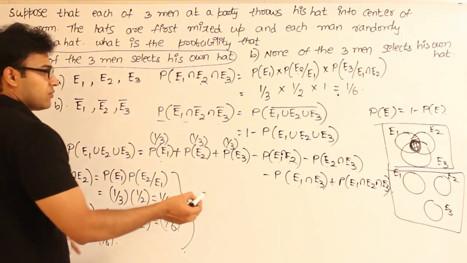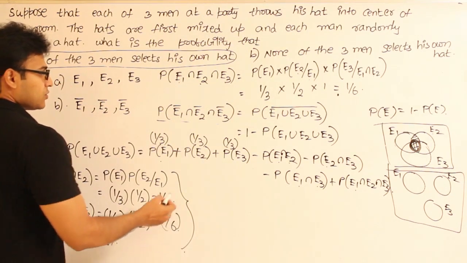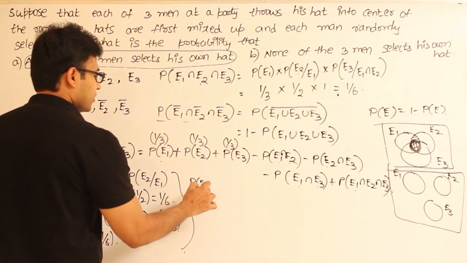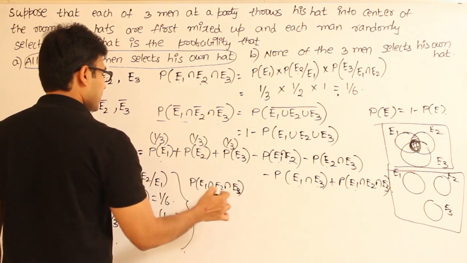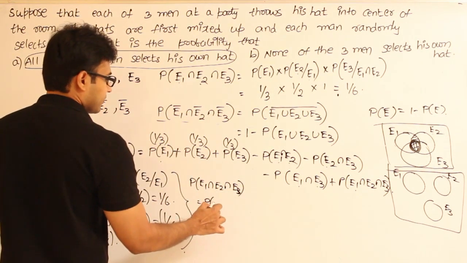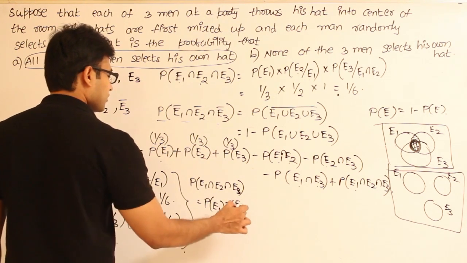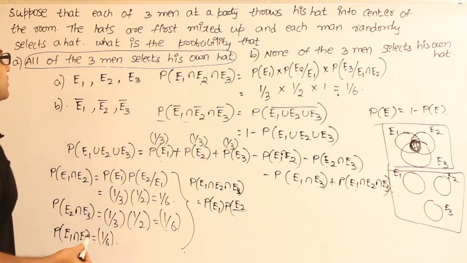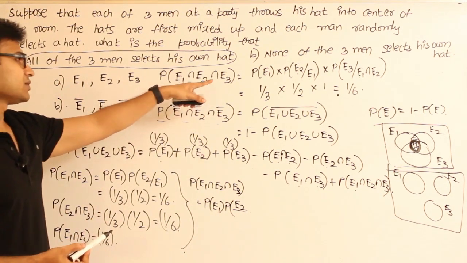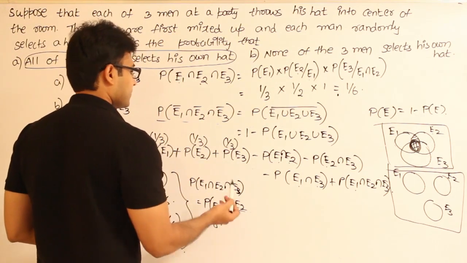And the next one I have to find out is this one. So what is P of E1 intersection E2 intersection E3? Person 1 first picks up, assume that, and then given that person 1 has picked up the correct one, what about person 2, right? So I think we have already found it out. P of E1 intersection E2 intersection E3 is 1 by 6. This one we have already found out, 1 by 6, right?